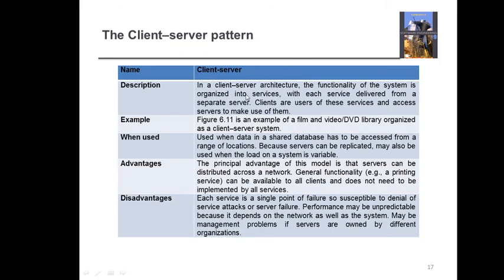So what is this? In a client server architecture, the functionality of the system is organized into services, with each service delivered from a separate server. Clients are users of these services and access servers to make use of them. Fine. Example, this is there. When to use this architecture? Used when data in a shared database has to be accessed from a range of locations. Geographically, the users are far apart and they want to access the information.